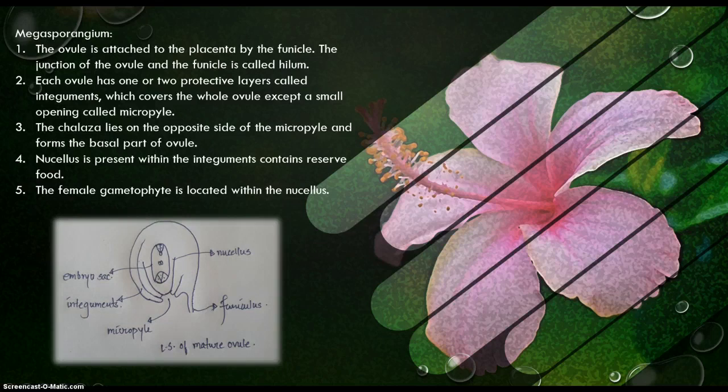So we have the funicle, and then we have the nucellus. Inside this nucellus we have the embryo sac, and covering the embryo sac and nucellus we have the integuments, which contain a small pore known as the micropyle. This is the LS of a mature ovule. You have to draw this diagram in your exam, along with explanations, if they ask you about the megasporangium. So note this down well.